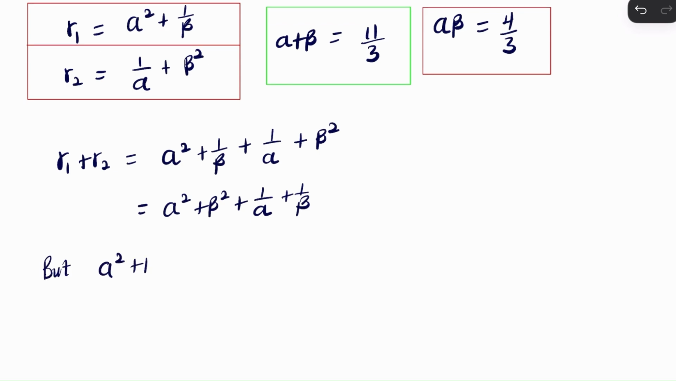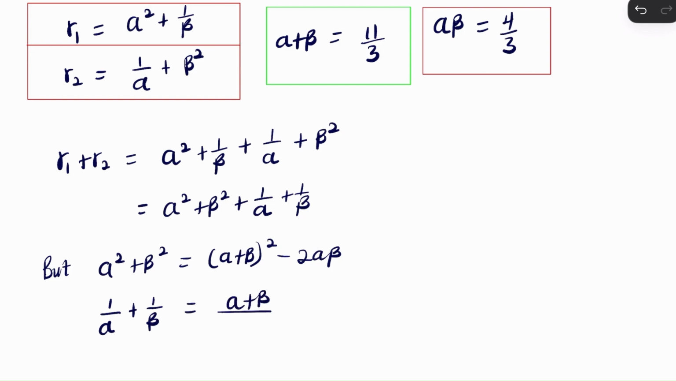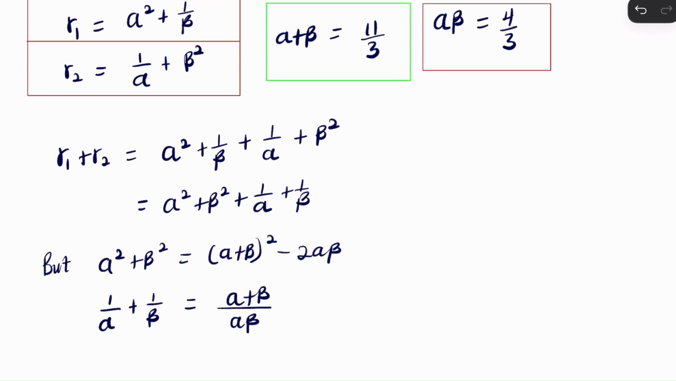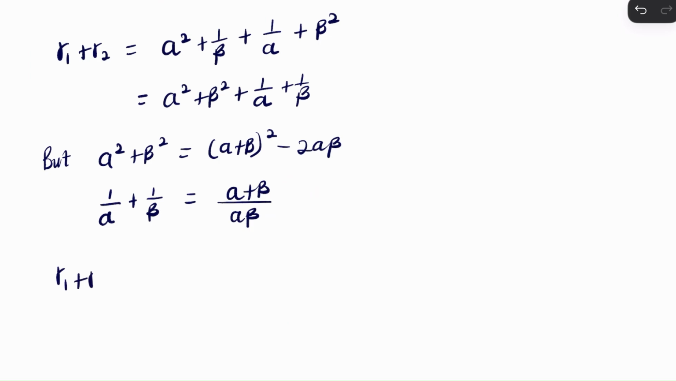But alpha squared plus beta squared is equal to alpha plus beta all squared minus 2 alpha beta, right? And also 1 on alpha plus 1 on beta is equal to alpha plus beta divided by alpha beta. And so in place of this, we are going to write this, and also in place of this, you're going to write this. Thus, r1 plus r2 is equal to alpha plus beta all squared minus 2 alpha beta plus alpha plus beta divided by alpha beta.